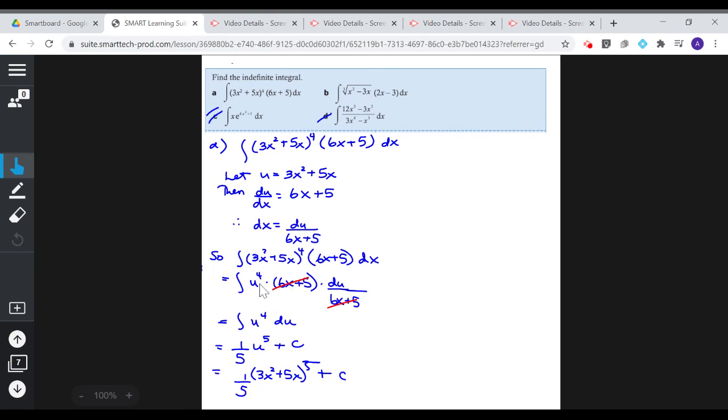Then I substitute. Instead of this expression, I replace it with u to the 4. I keep the 6x plus 5, and I replace dx with du over 6x plus 5. I end up with the integral of u to the 4, which is 1/5 u to the 5 plus c, and I remember to replace that u with 3x squared plus 5x.